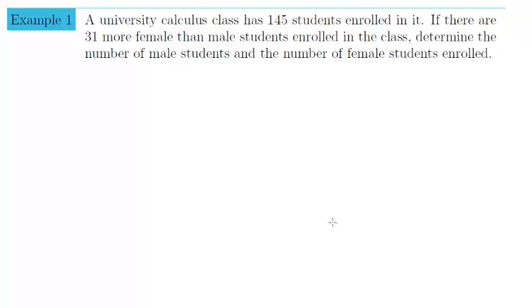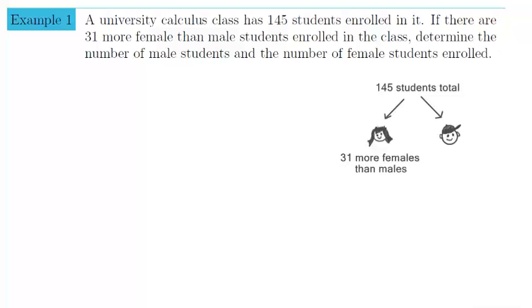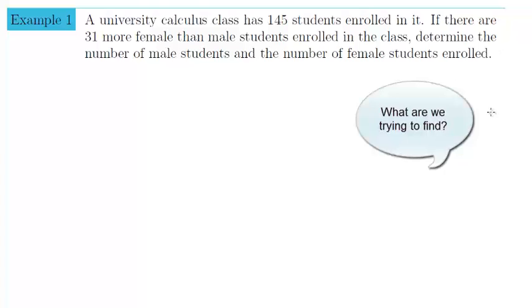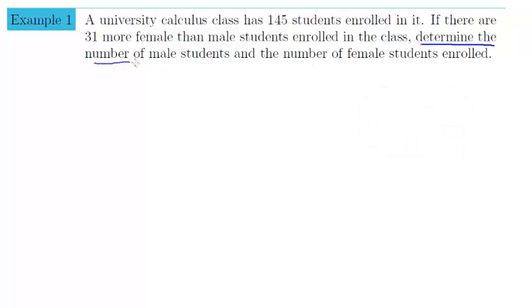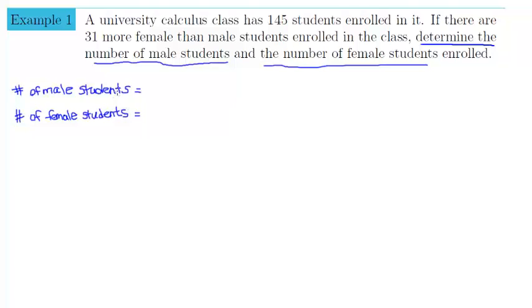Okay, so what this problem is talking about is we have a class, we have female students and male students. What exactly are we looking for? Well, often the thing that you're looking for is specified in the last sentence or the last phrase in the problem. In this problem it says determine the number of male students and the number of female students. So there are two things we're looking for in this problem, the number of male students and the number of female students. And I like to write this information out right away so that I know what I'm looking for.